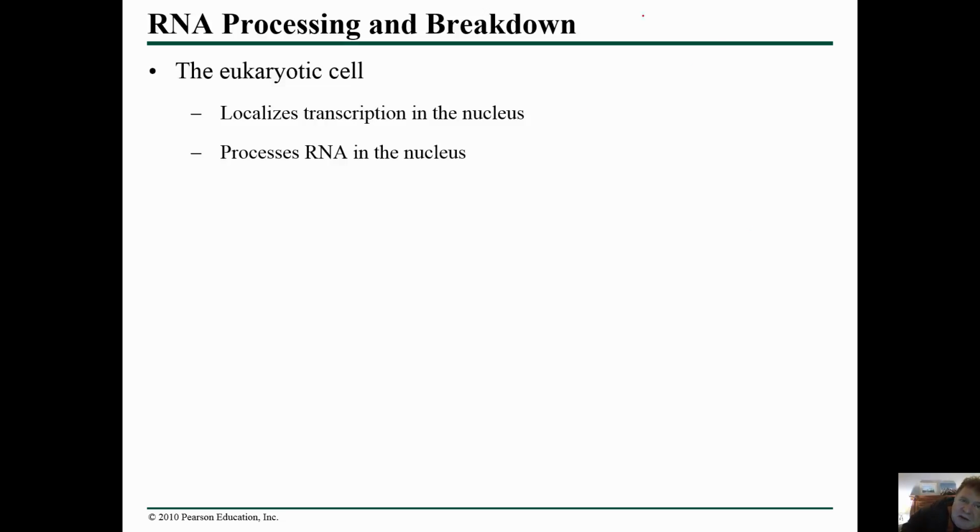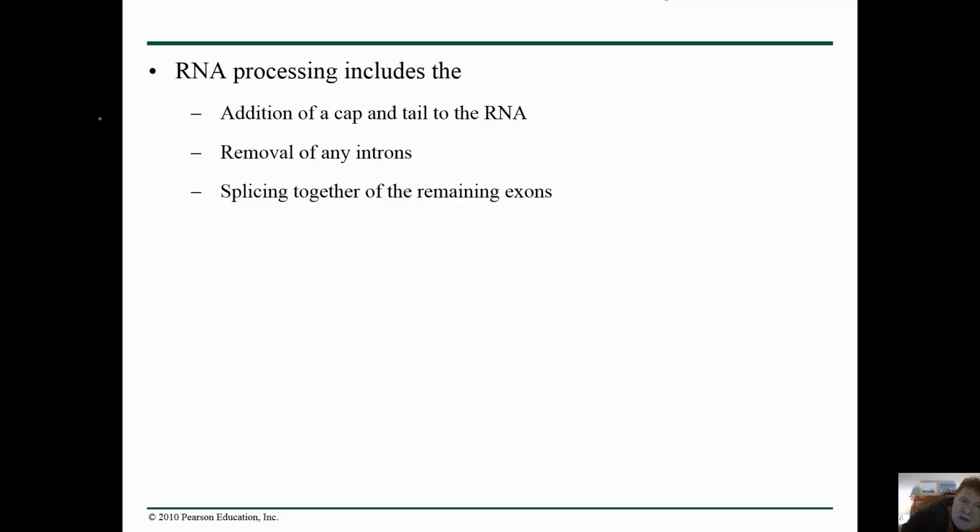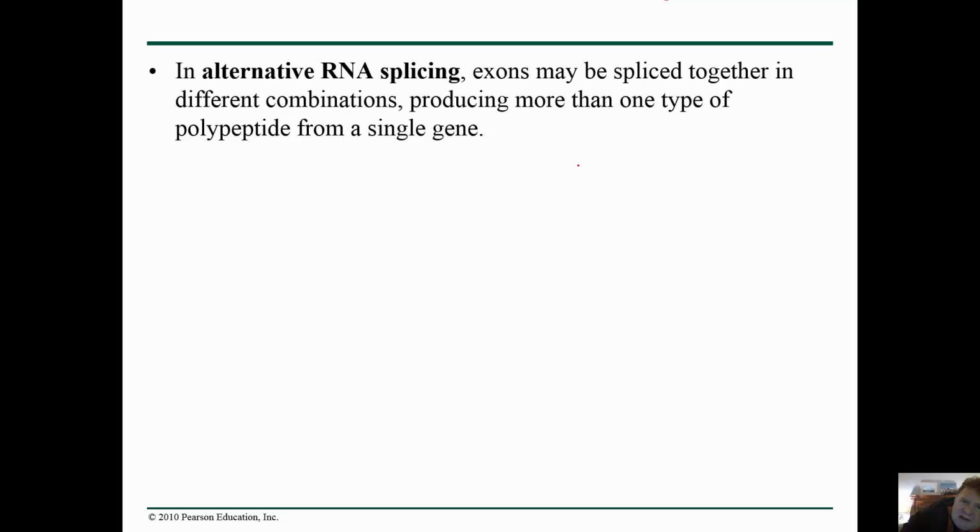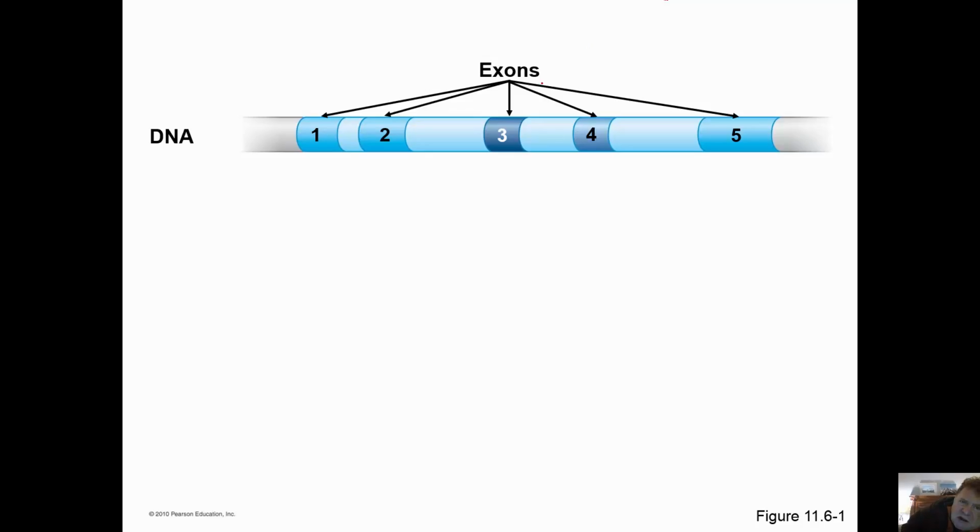We see localized transcription in the nucleus and the processing of RNA in the nucleus. RNA processing is the addition of a cap and a tail to mRNA, and the removal of what we call the introns. We'll talk about this: the splicing together of the remaining exons, and what we call alternative splicing.